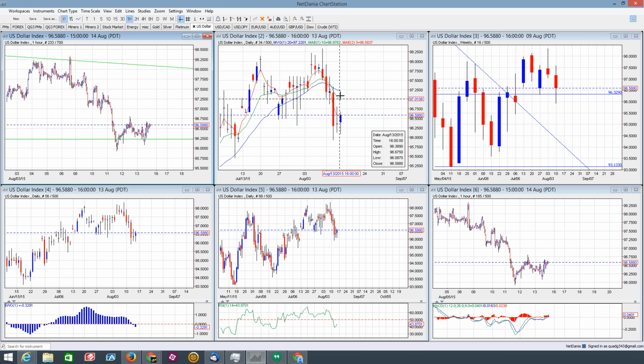On the QG3, we do have the potential for a move up, maybe to backtest the 20 DMA or even the 10 EMA at the green, or the 20 DMA up here, which is currently at 97.20 or so. So that's a possibility. But once we test either of those two levels, either the 10 EMA or 20 DMA, I think we'll turn right back around and start shooting downward again.